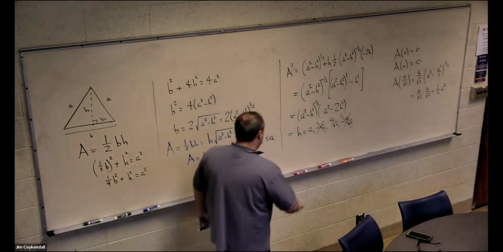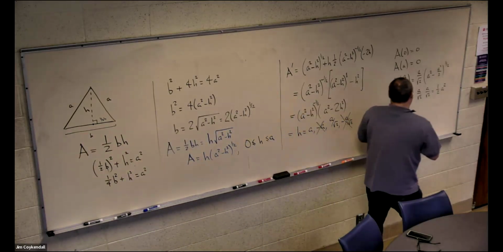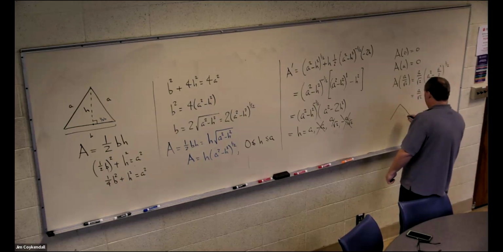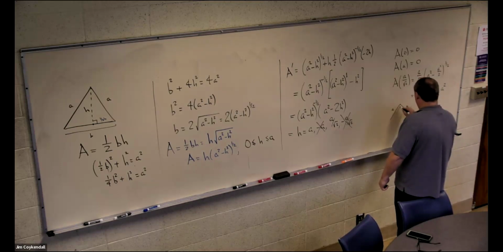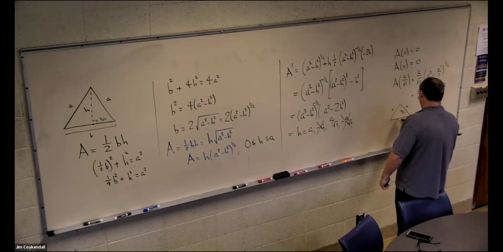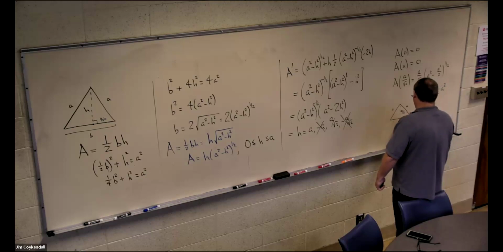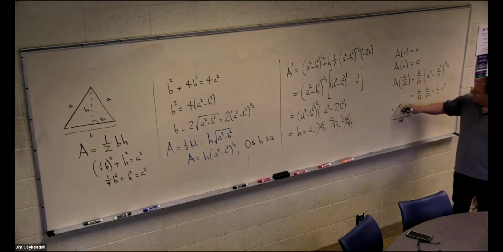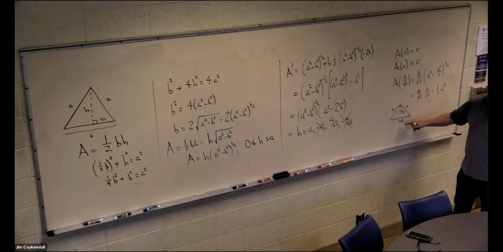So if you want to describe the triangle, by the way, what this means is your sides are A, and your H is A divided by the square root of 2, which means that your bottom here is A times the square root of 2. So in other words, this is a 45-45-90 triangle.